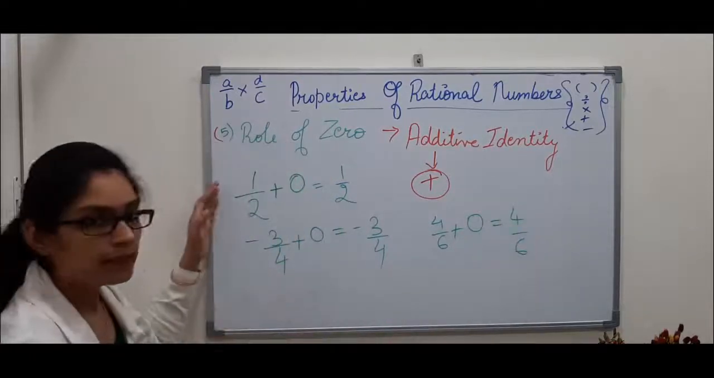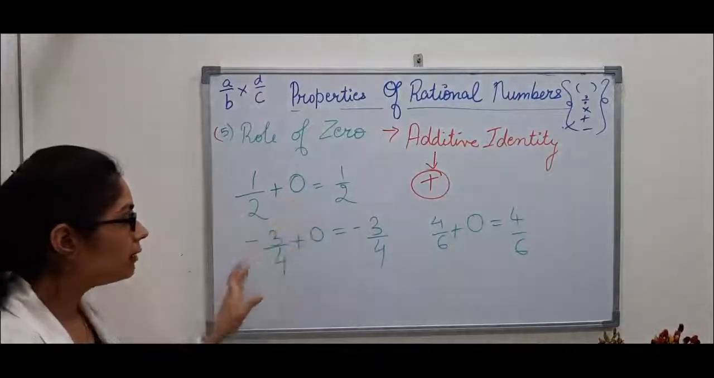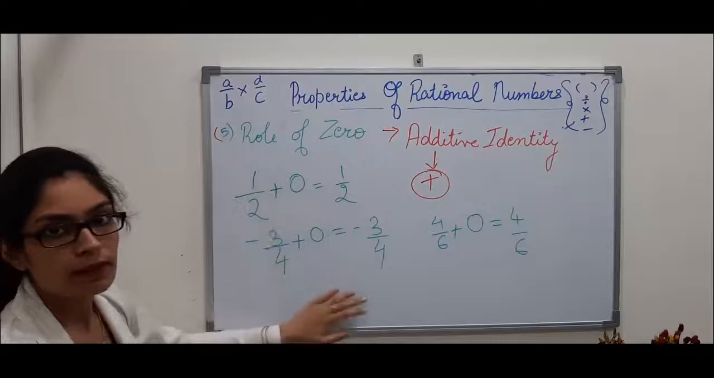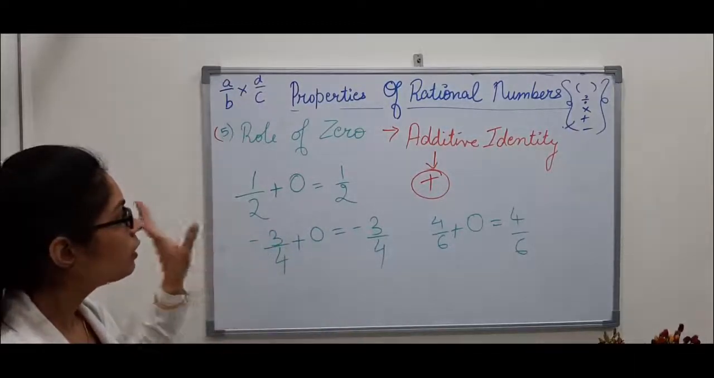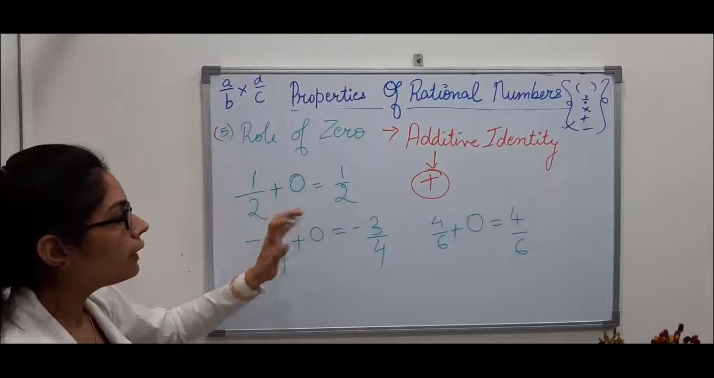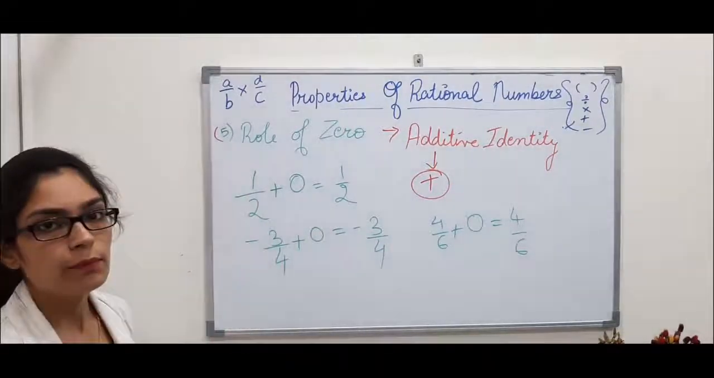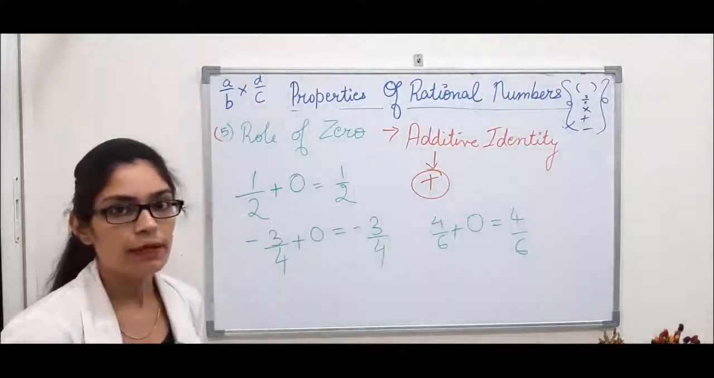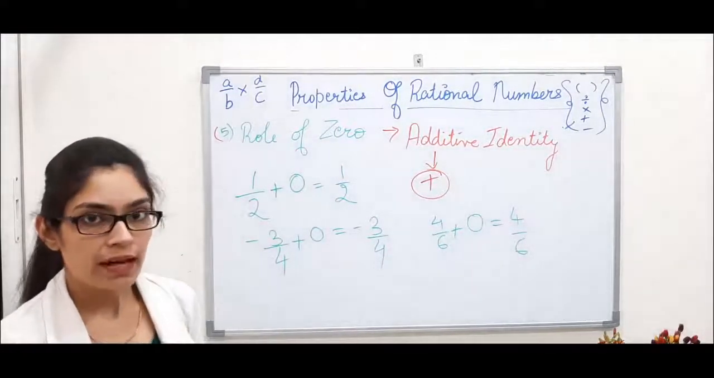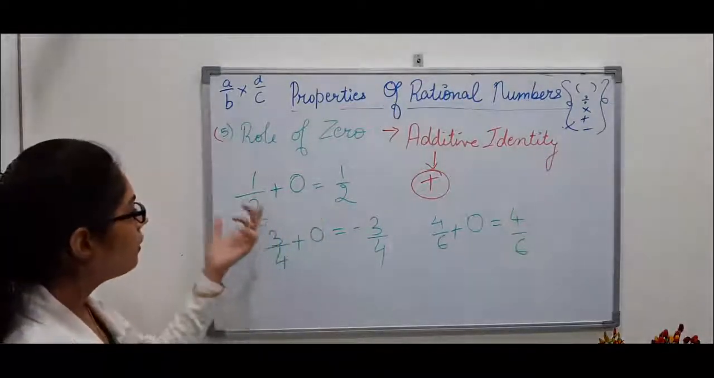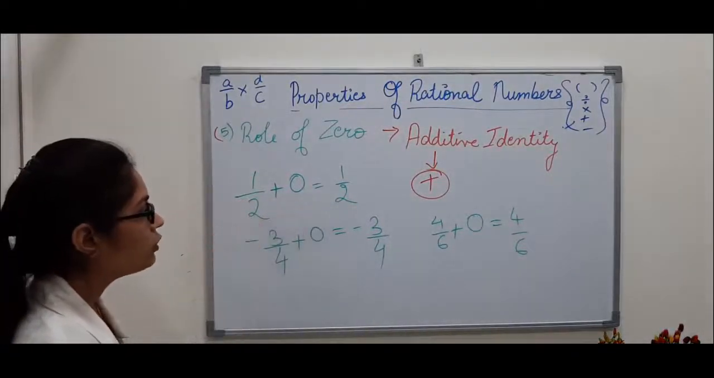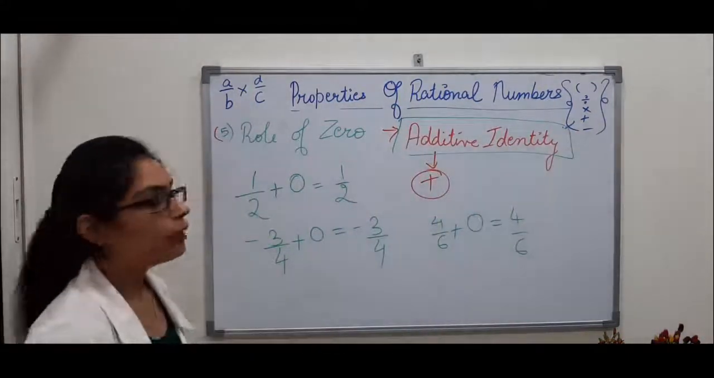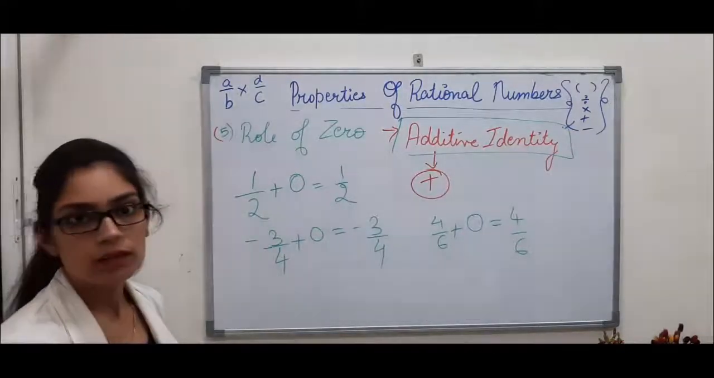You can see in the examples taken, whenever I am adding 0 to a given rational number, I am getting the same number as my answer, which means on adding 0, I am getting my own identity. Identity means the same number I am getting. Like if I see a mirror, I am able to see myself, so I am able to see my identity there. The same thing happens when 0 is added to a rational number, which is why it is also known as the additive identity of rational numbers. So let's study the next one.